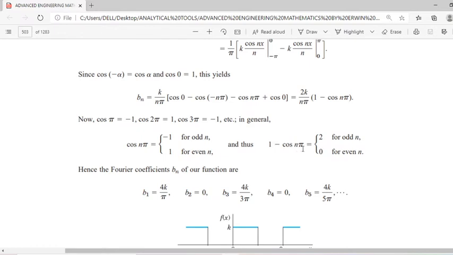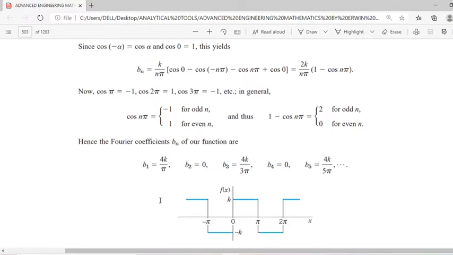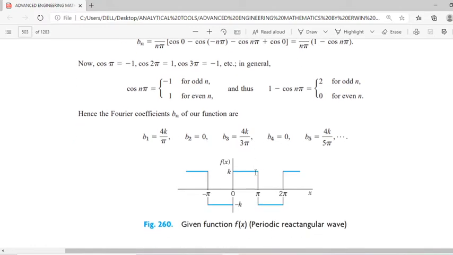So what is 1 minus cos n pi? That will be 2 for odd n, and it will be 0 for even n. These are all obtained after substituting this result in this equation. So b1 is equal to, just put n equal to 1, so 2 into 2k by pi, that is 4k by pi. b2 equal to 0, b3 equal to 0, b4 equal to 0. That's it. You can verify that.